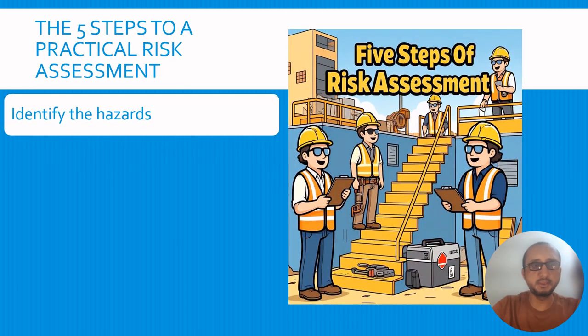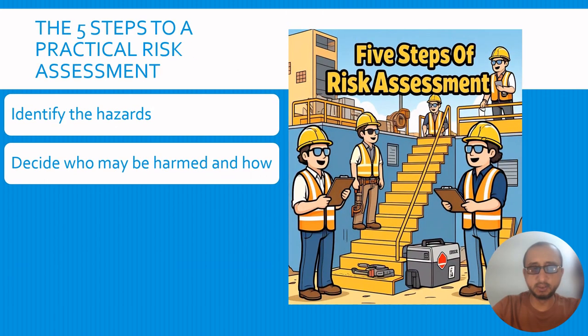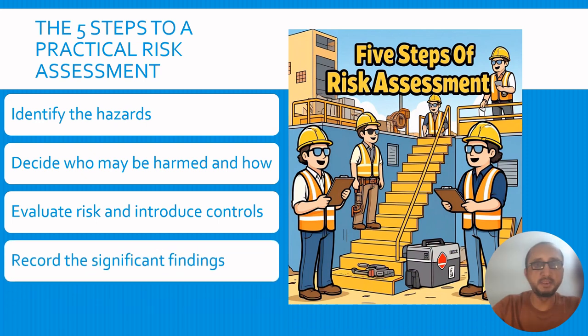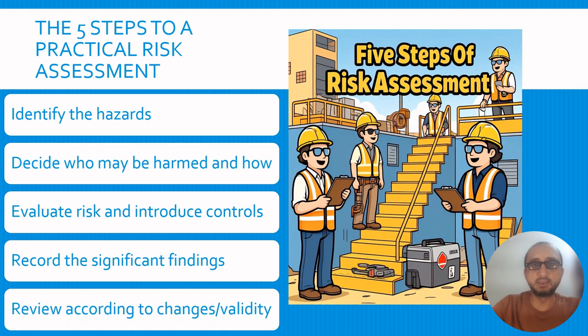The 5 steps of risk assessment include identification of the hazard, then estimation of who might be harmed and how, then evaluation of the risk and introduction of suitable control measures, then recording of the significant findings, and then review as per the change or validity.